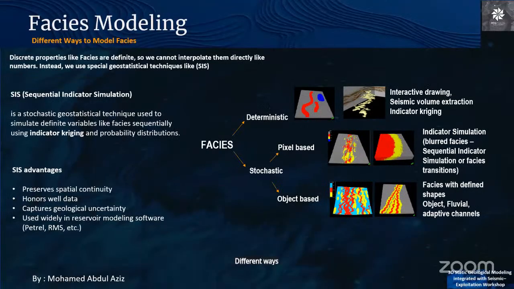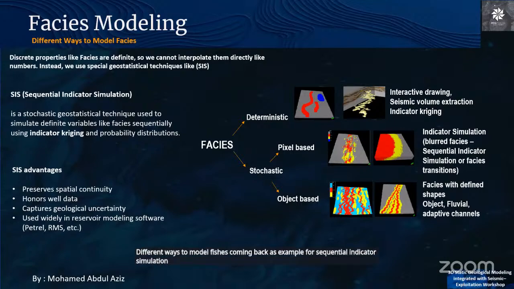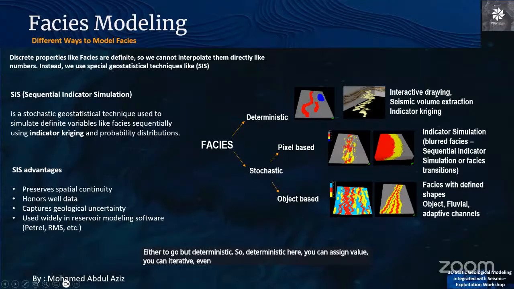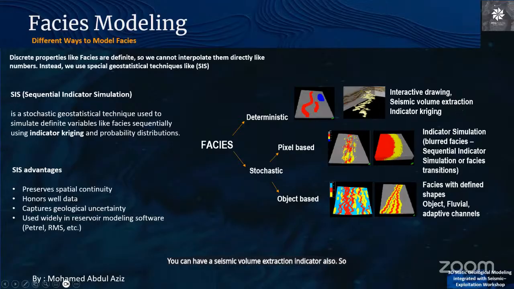Different ways to model facies, coming back, for example, to sequential indicator simulation. And here the facies is classified, distributed according to the kind of distribution you have, either by going deterministic. So deterministic here, you can assign values, you can iterate, you can even draw, you can have a seismic volume extraction indicator also. So once you have a Kriging, this is one realization, okay. Or you can go for the most common algorithm, which is stochastic here.